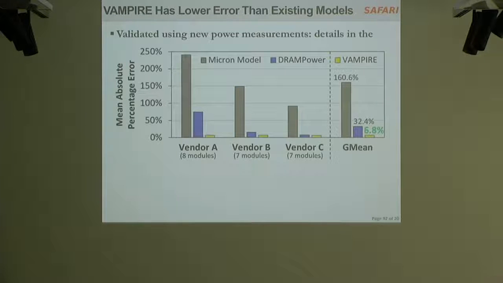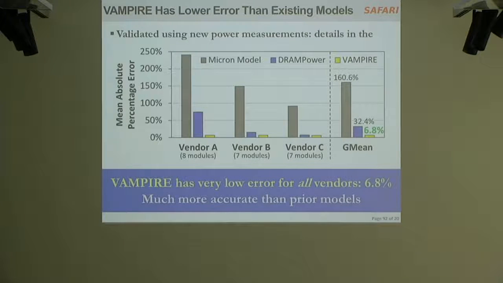And if you use VAMPIRE, the error rates that we get are actually much lower, as you can see. Still, of course, there needs to be more validation done. But I think based on measurements, you can do much better in general, as you can see.